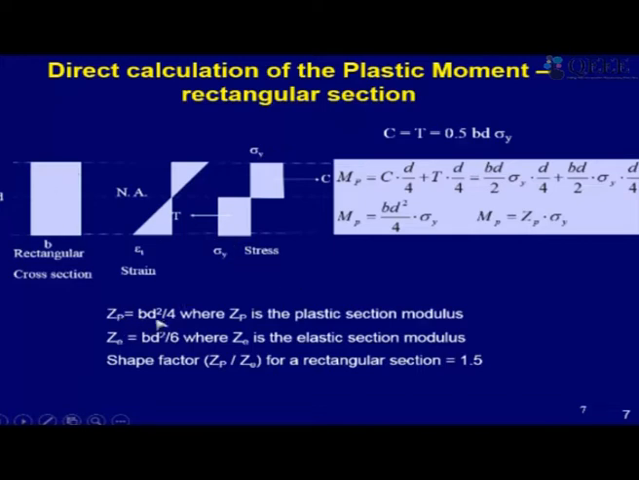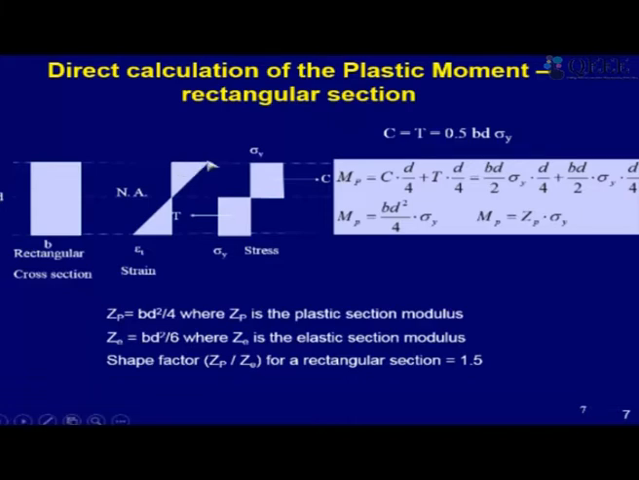Now you know that ZP is BD square by 4 for a rectangular section, and ZE is BD square by 6 for a rectangular section. So the ratio of ZP by ZE is 1.5. That means this beam can take 50% more capacity in bending compared to a beam which is going to end at the elastic limit, that is, the first yield moment.